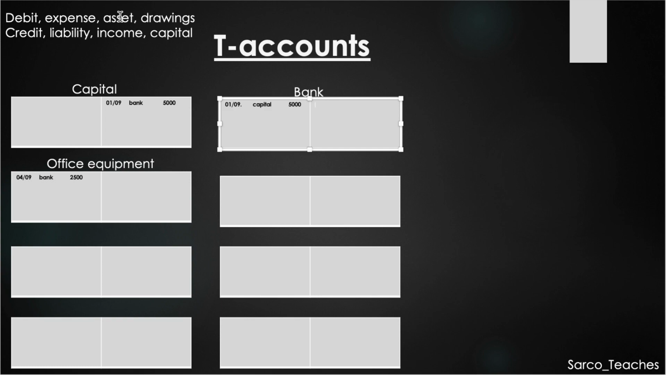And then we go into the bank account. The bank is an asset. It increases on the debit side, on the left side. However, we're paying by check, so it was decreasing. So a decrease will go on the credit. So once again, you put the date, detail, and amount, but this time on the credit side because it's decreasing.